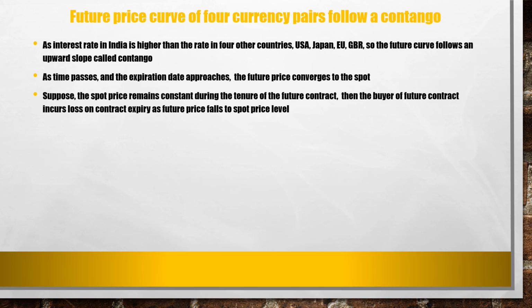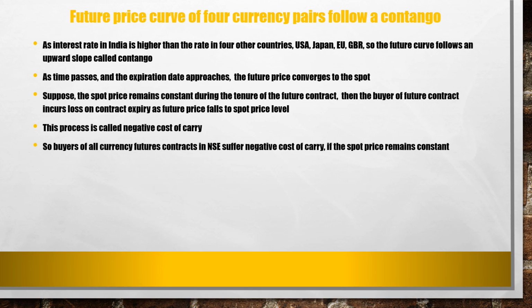Suppose the spot price remains constant during the tenure of the futures contract, then the buyer of the futures contract incurs a loss on contract expiry as the futures price falls to the spot price level. This process is called negative cost of carry. So buyers of all currency futures contracts in NSE suffer negative cost of carry if the spot price remains constant.